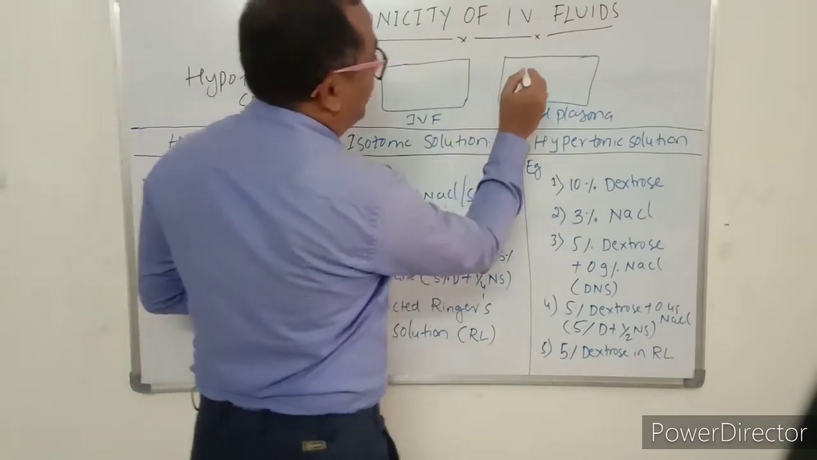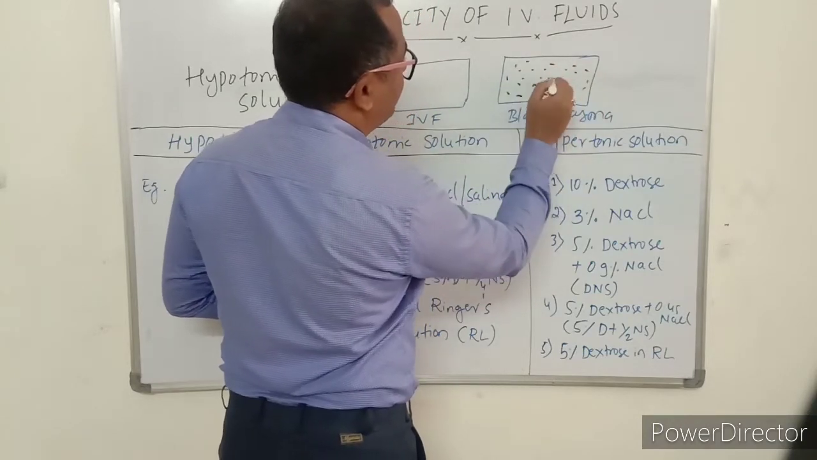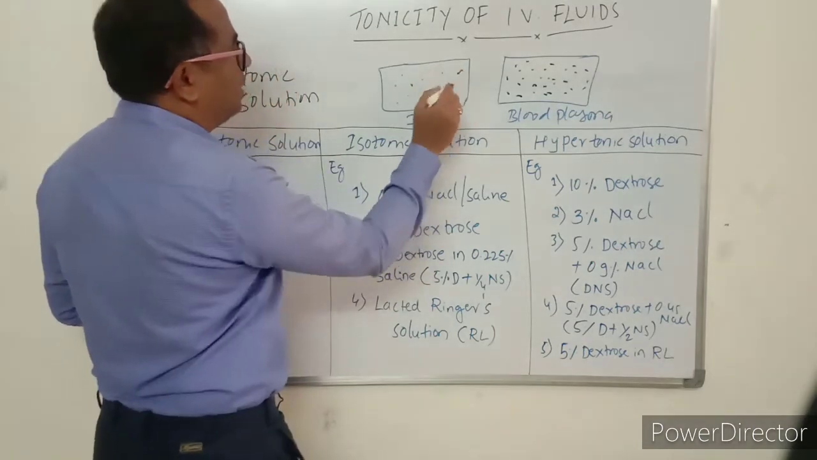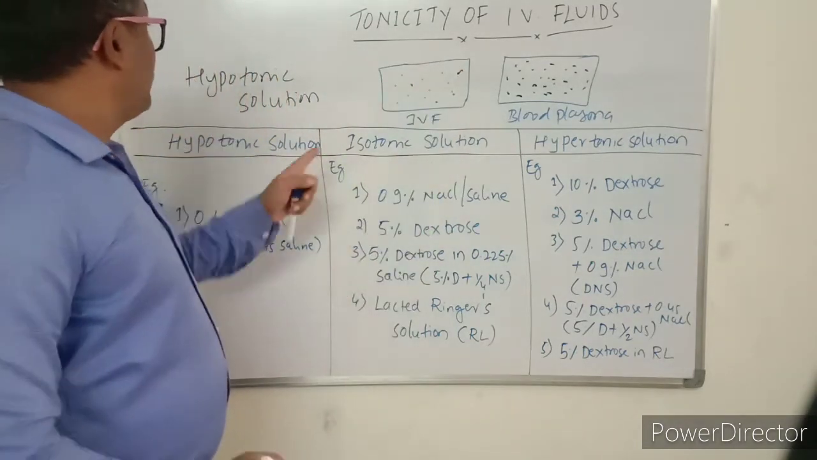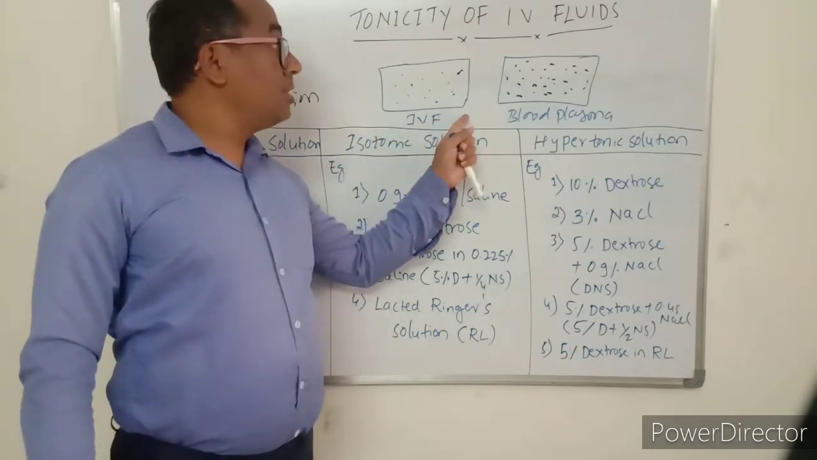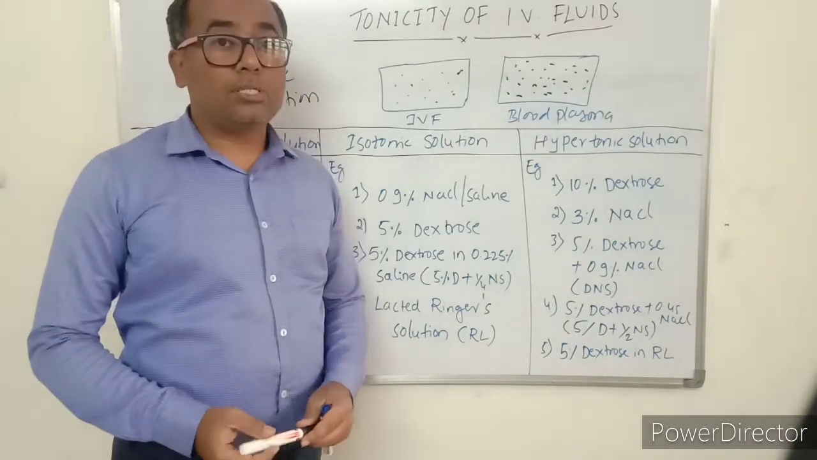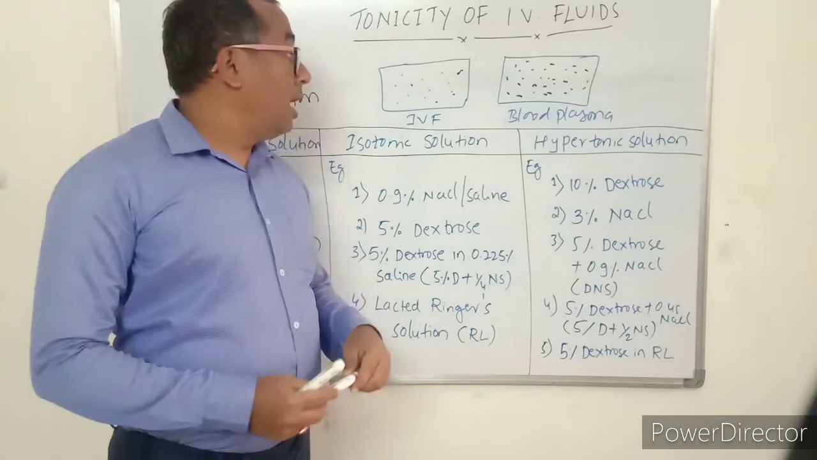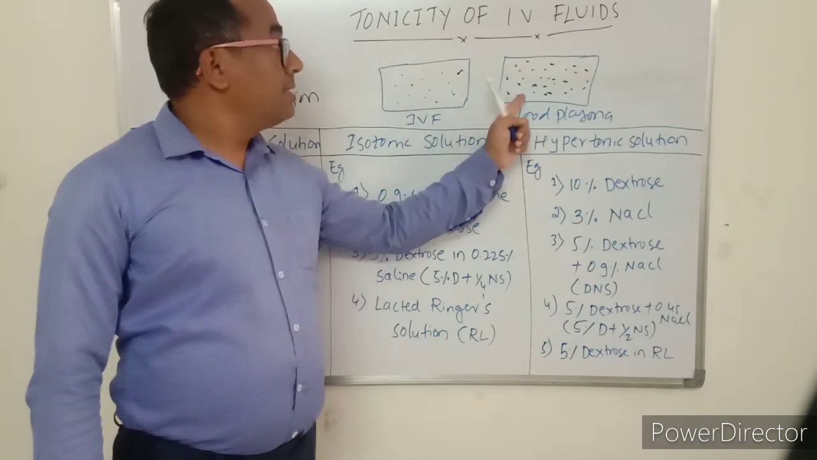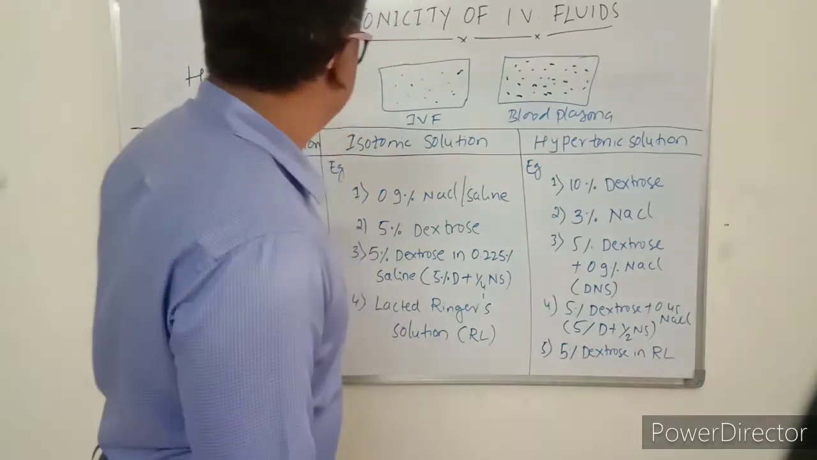See here, this is the concentration of solutes present in the blood plasma, and this is the concentration of solutes present in the IV fluid. So what is hypotonic solution? Hypotonic solution is a solution whose solute concentration is lesser than that of blood plasma. That is known as a hypotonic solution.